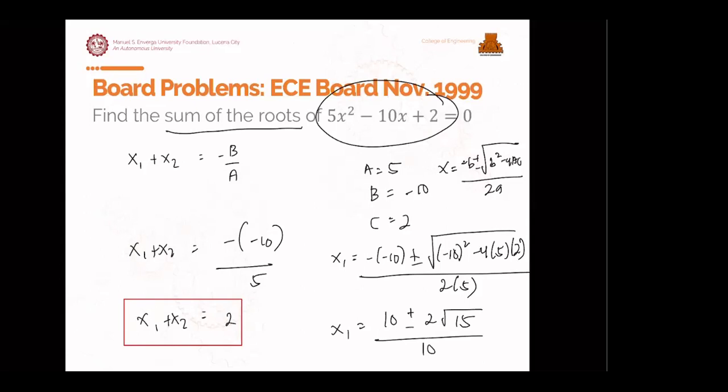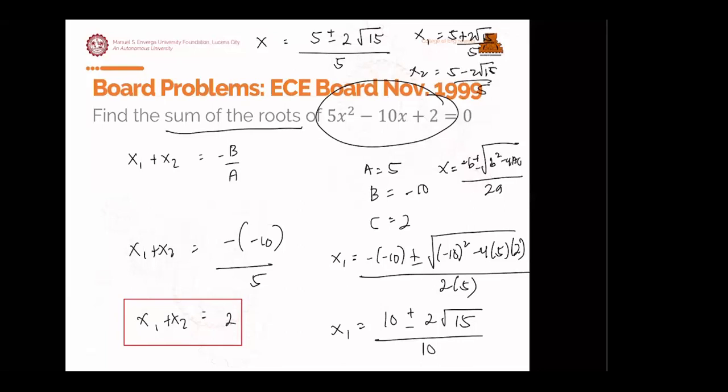Okay, so this will be x will be equals to, so lahat ng divisible, so 5 plus minus 2 square root of 15 over 5. Okay? So, ibig sabihin yung values ng x1 natin is 5 plus 2 square root of 15 over 5, tsaka yung x2 natin is equals to 5 minus 2 square root of 15 over 5.